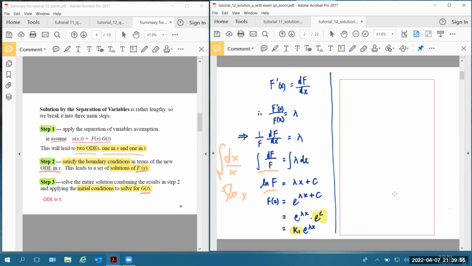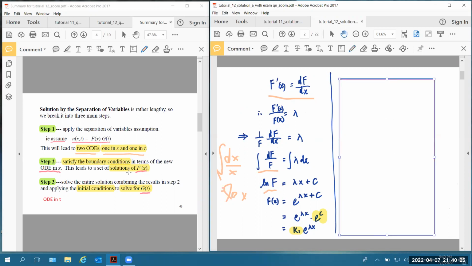Ma'am, can you explain again how to get the 1 over f in the third line? You mean here? Yes, ma'am. That's by using this. Your f prime is df dx. So you put your f prime in, so that's your df dx, right? Then this over f is the 1 over f here. Okay, thank you, ma'am.